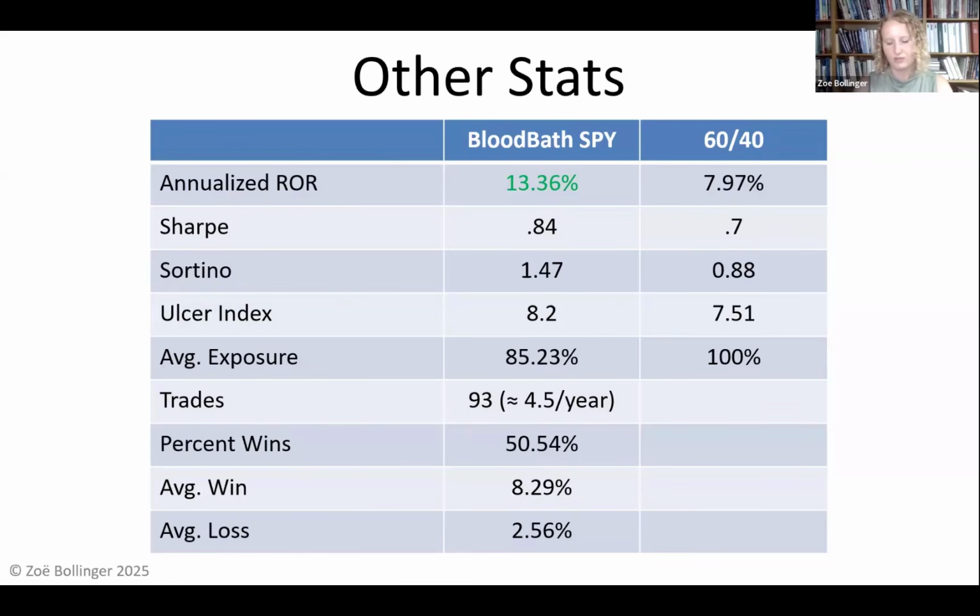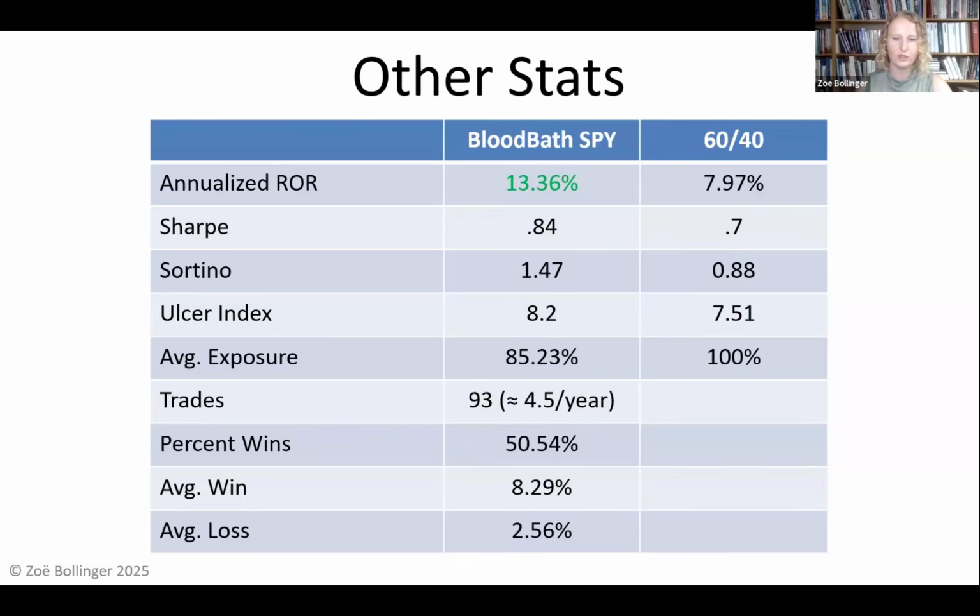Similarly, an Ulcer index, which compares your return to your maximum drawdown, might be a more effective way for you to look at things if what you're trying to do is control drawdown, or if you're building a couple of systems for the same purpose. Average exposure just gives you a sense of to what degree you're in the market.